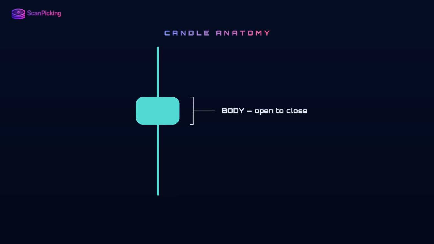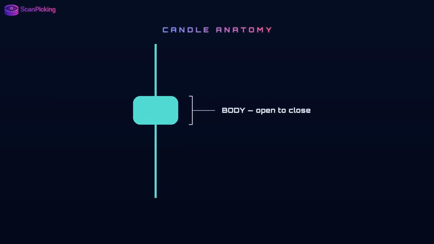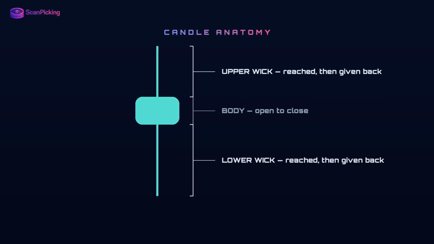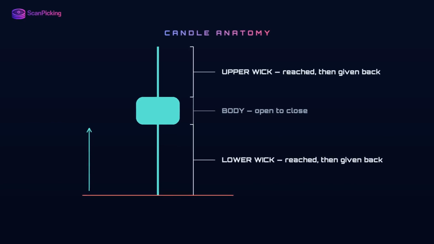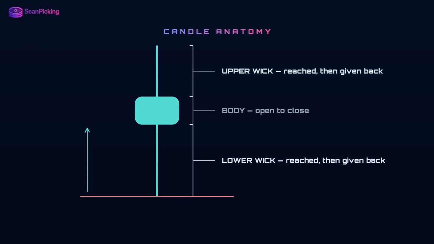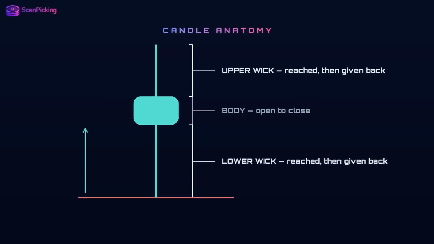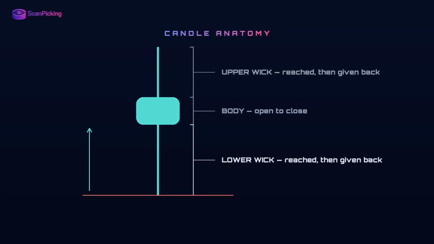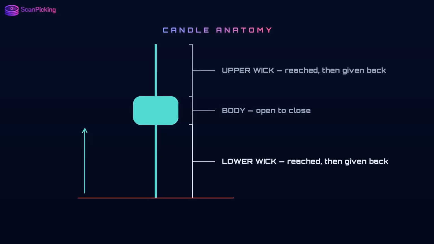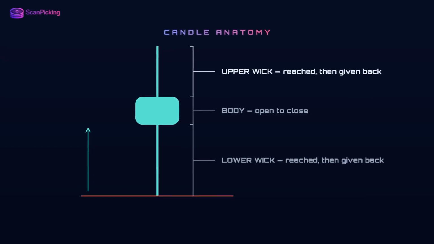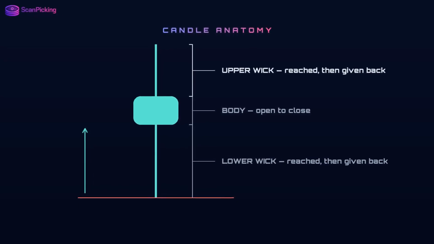A candle has a body and two wicks. The body runs from the open to the close. The wicks show the extremes that were reached, and then given back. So a long wick is a level that was tested and refused. Price went there, and it did not stay. A long lower wick means sellers pushed the price down and buyers took it back before the close. A long upper wick is the same story, the other way around.